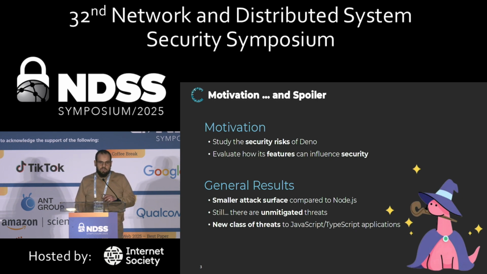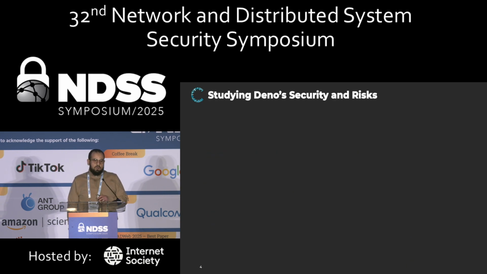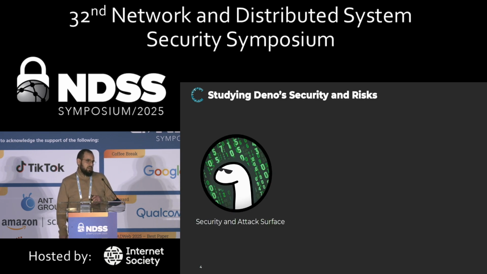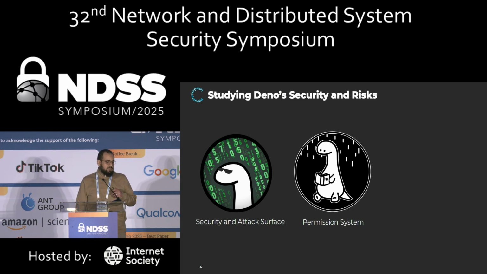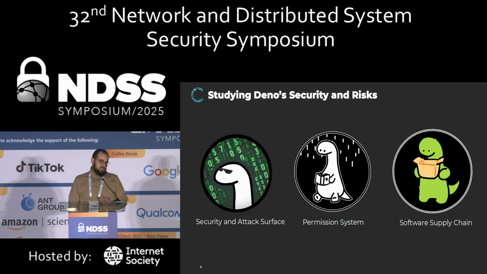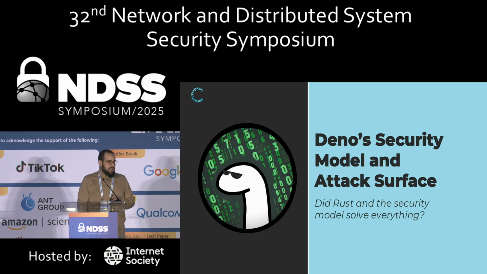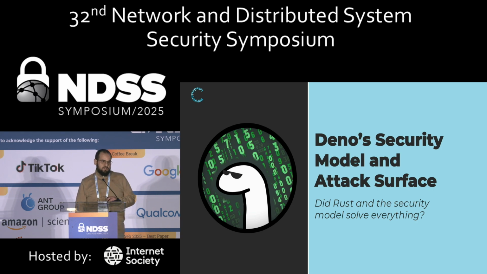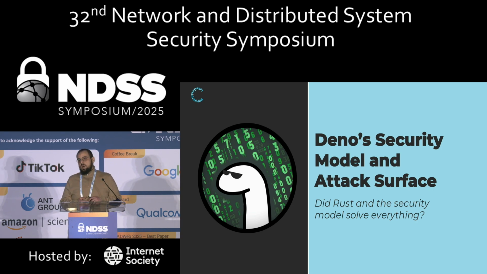So to dig deeper into the details of our results, we divided our paper into three aspects to study. The first aspect is that we study the security and the attack surface of Deno in general, we examine the permission system of Deno, and we also evaluate the software supply chain of Deno. So, moving to the first aspect of our study, we evaluate the Deno security model and the attack surface. We need to answer the question of how these features helped Deno to mitigate some attacks.